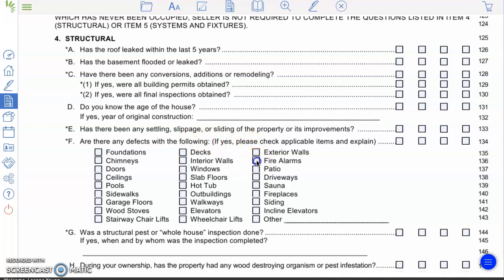So you just want to check the box. For example, if there's a defect, you just want to be able to check that box. I guess I'd have to first check yes, and then you could start checking boxes.